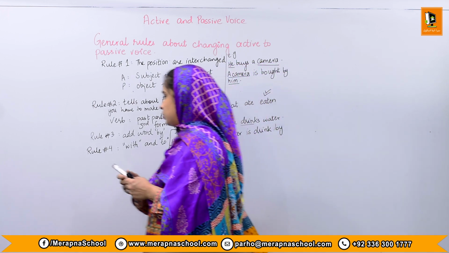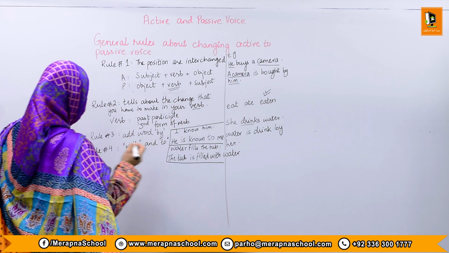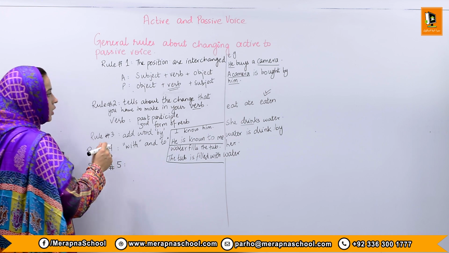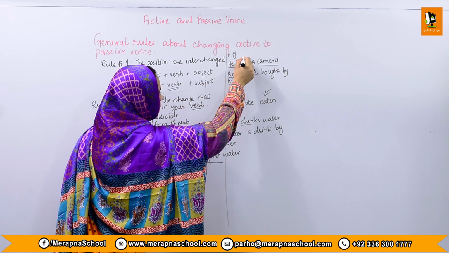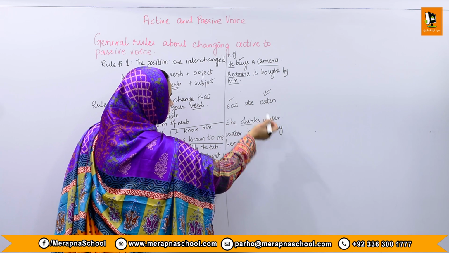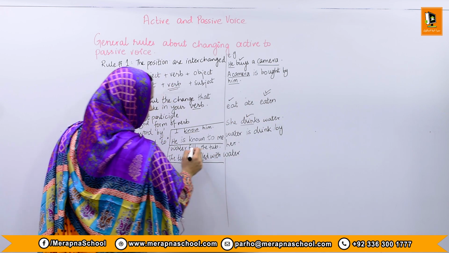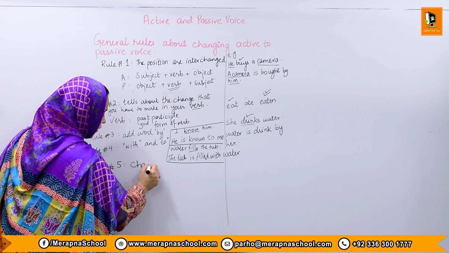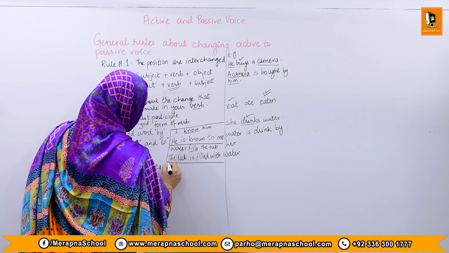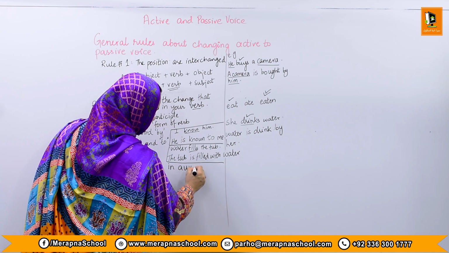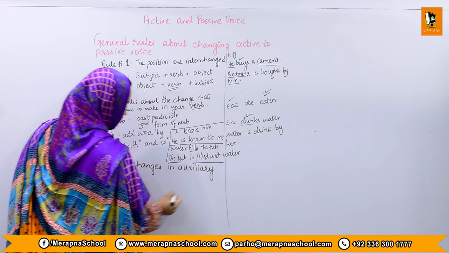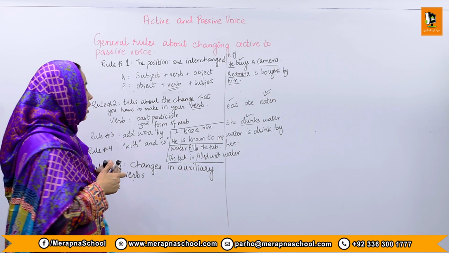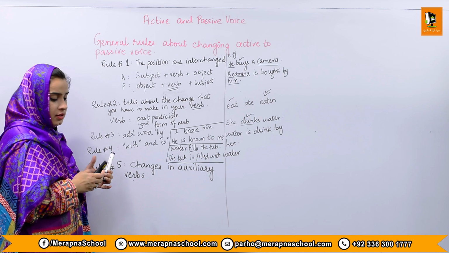Now rule number 5, which we would do separately in another video, talks about the change in the auxiliary verbs. The verbs that are given over here, what rules do they themselves follow? So rule number 5 talks about the changes that you have to make. Auxiliary verbs have a completely different set of rules that we would be covering in the next video.